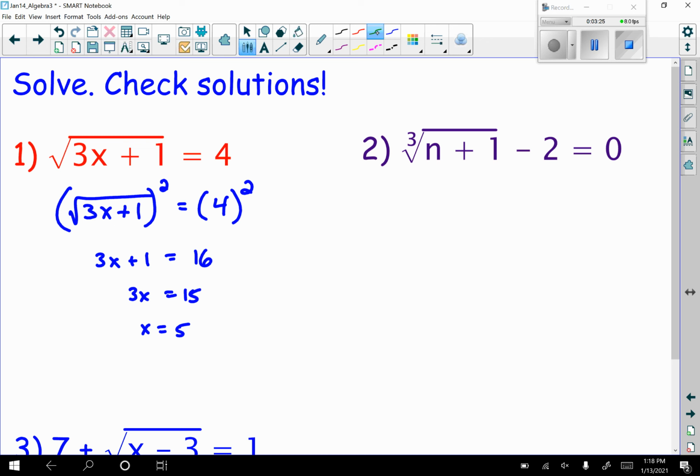Now this is a pretty simple one to check. I'm going to do this off to the side here. If I have the square root of 3 times 5 is 15, plus 1 is 16. Now notice this is just the positive square root of 16, which is going to equal a positive 4. So we have 4 is equal to 4, so we know that that is the solution. Go ahead and copy down number 2.